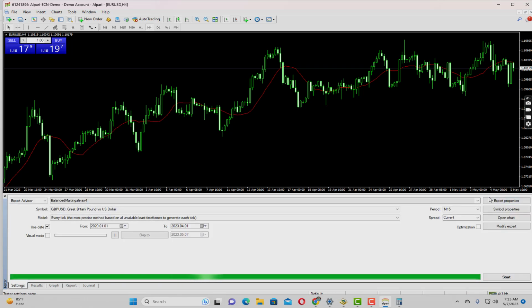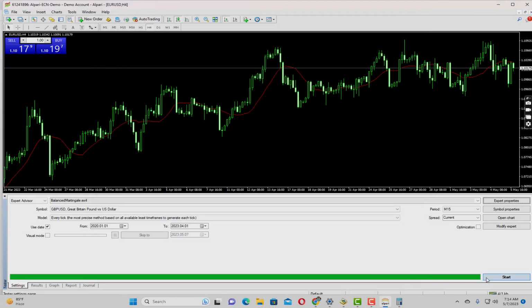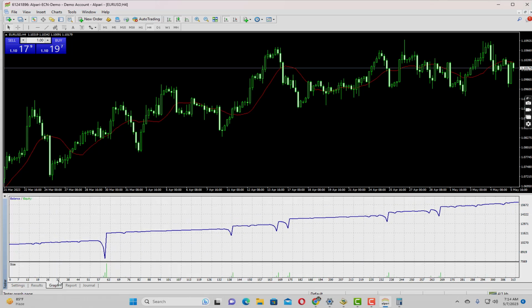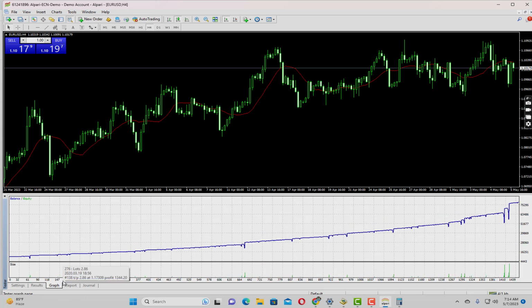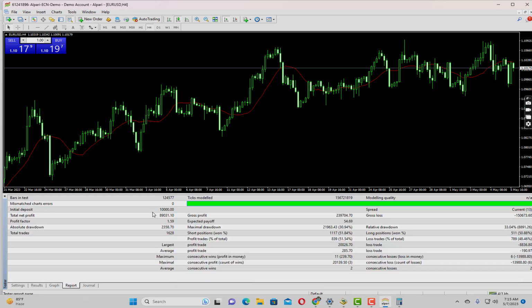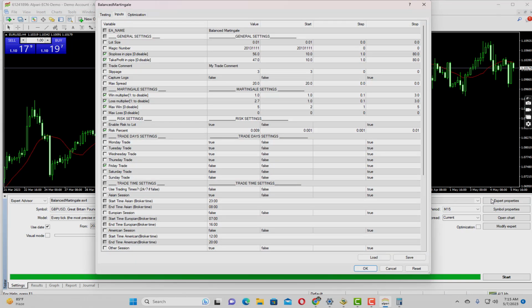If we load another setup, let's check this one. This time also we have made 800%, so approximately 900% of profit in only 3 years. Yes, the drawdown is a bit high, but let me tell you, you can keep the drawdown a little low and your profit will also be reduced a little bit.